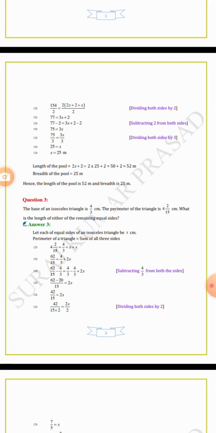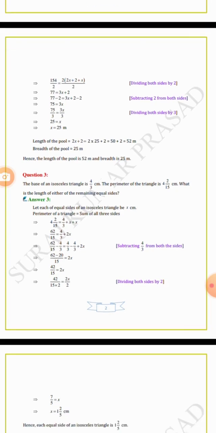The length of the pool is equal to 2x plus 2, equal to 2 into 25 plus 2, is equal to 50 plus 2. Then the length of the pool is 52 meters. Breadth of the pool is 25 meters. Hence the length of the pool is 52 meters and the breadth is 25 meters.